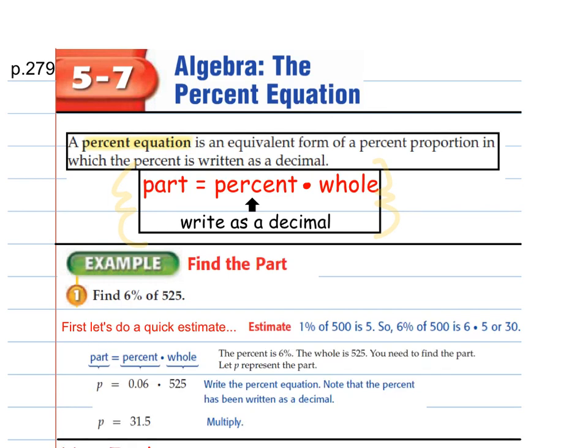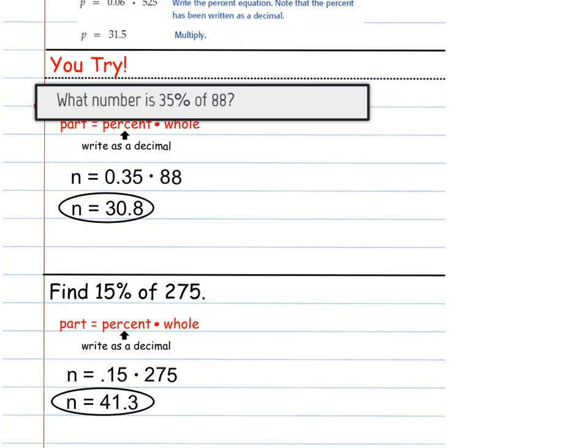Taking our percent equation, part equals percent times the whole, our percent is 6% and the whole is 525. We need to find that part. Letting P represent part, I'm going to write 6% as a decimal, which is 0.06. So 0.06 times 525 gives us our part of 31.5. Okay, so let's try a couple more.